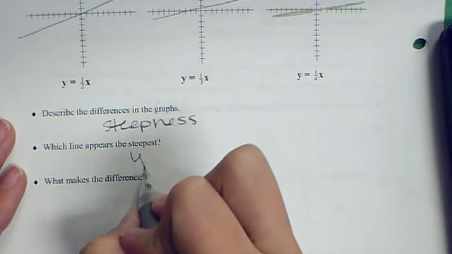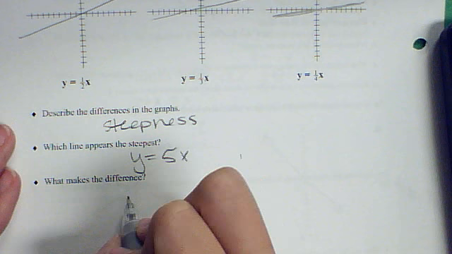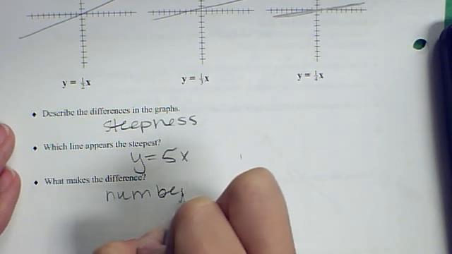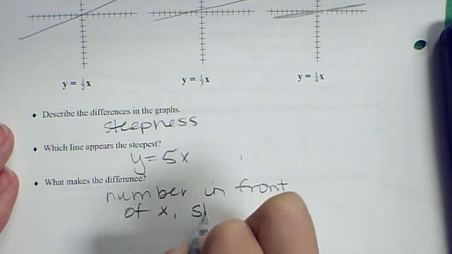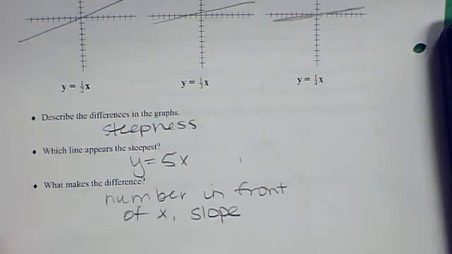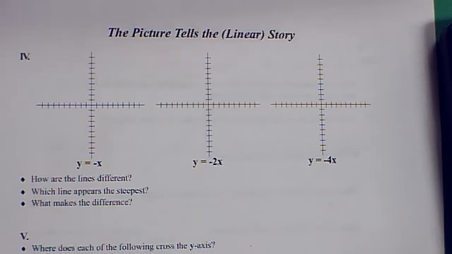Which line appears the steepest? Y equals 5x. What makes the difference? And we said the number in front of x, or the slope, is what makes the difference there. On the last page that we used for notes, we said, how are these lines different?